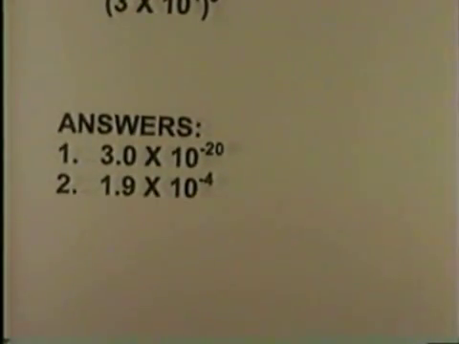Here are your answers. The answer to the first one is 3.0 times 10 to the negative 20. The answer to the second one is 1.9 times 10 to the negative 4. If you disagree with either answer, be sure to check with your instructor. This completes the tape on raising powers to powers when the numbers are written in scientific notation.